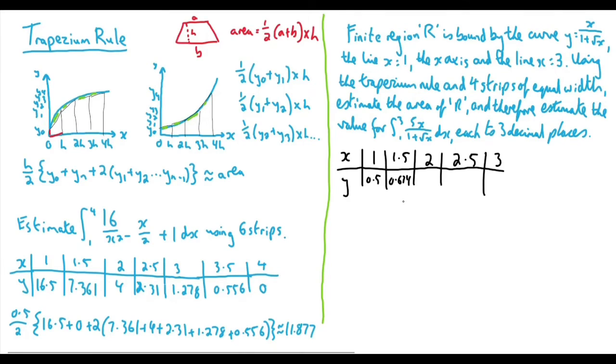But yeah, for now, I'll just say, so that will be 0.674. For 2, that's going to get you 0.828. 2.5 is going to get you 0.969, and 3 is going to get you 1.098. Once you have those y values, we'll plug them into the formulas we had before.